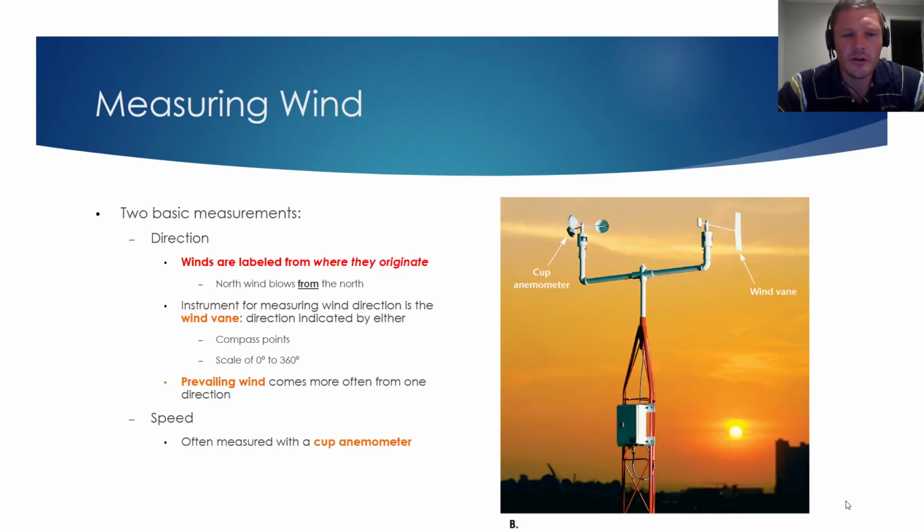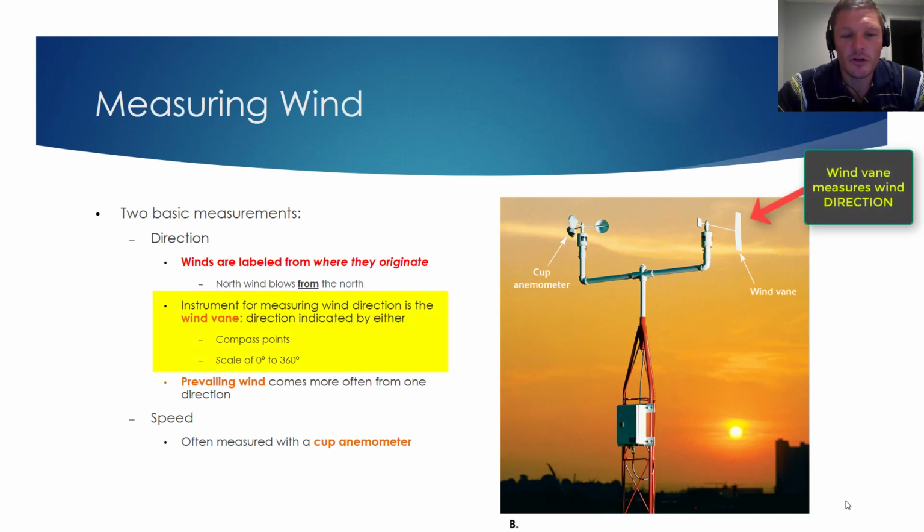When it comes to measuring wind, there are two basic instruments that we can use. In order to measure wind direction, we use what's called a wind vane. Wind vanes can involve compass points, or they can use a 0 to 360 degree scale. In the image you see on the screen, the wind vane is to the top right side.